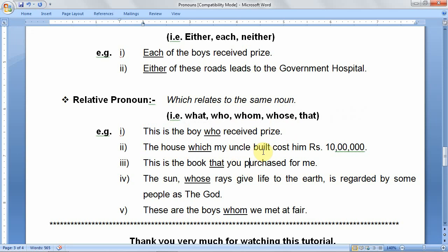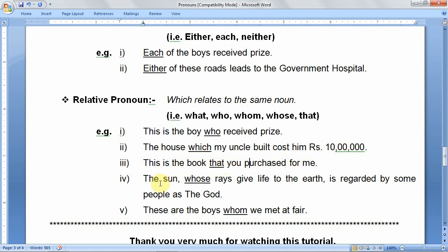The house which my uncle built cost him rupees 10 lakh. Now, which my uncle built, which is referred to this house? The house which my uncle built. My uncle built a house which cost 10 lakh. This is the book that you purchased for me.